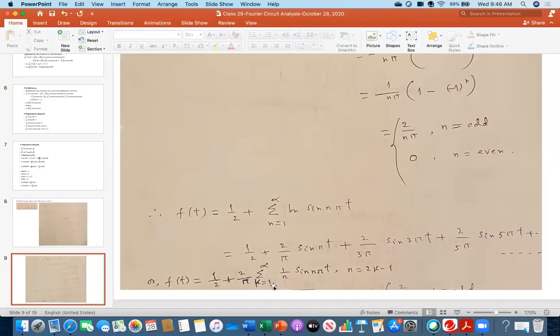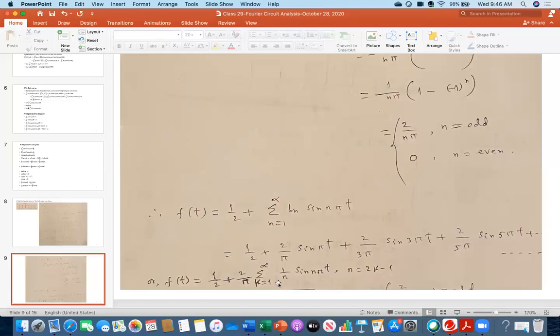But here I am introducing a new factor, k from 1 to infinity, so that k does not have a limit. k goes 1, 2, 3, 4, anything. But then I still have to keep the meaning the same. So that's why, look at this one: 2 over pi, sum k from 1 to infinity, 1 over n, basically 2 over n pi and sine n pi t, where n is 2k minus 1.